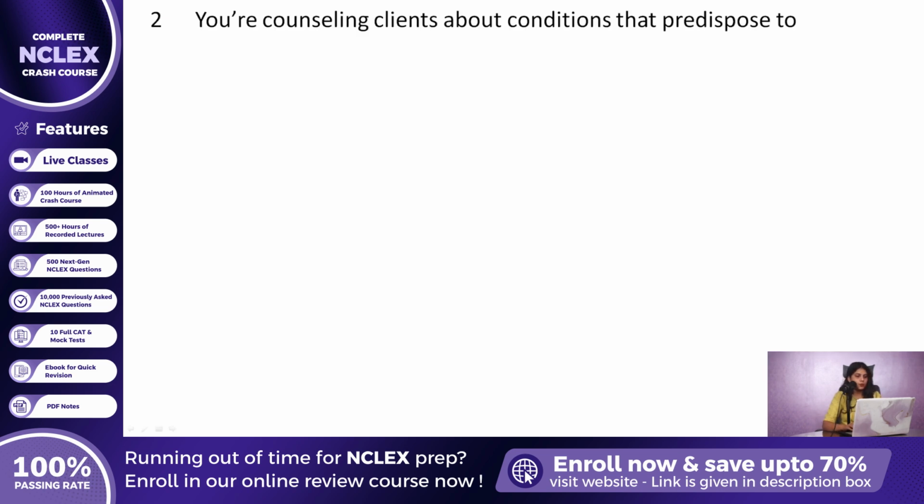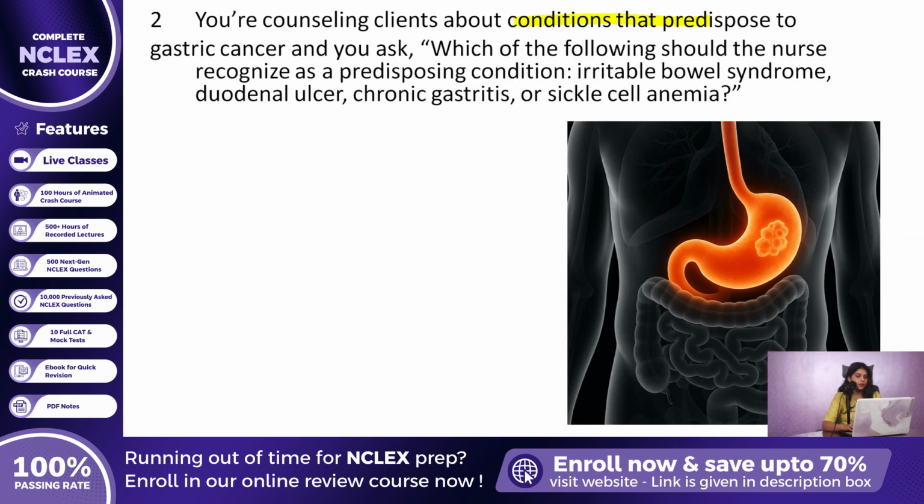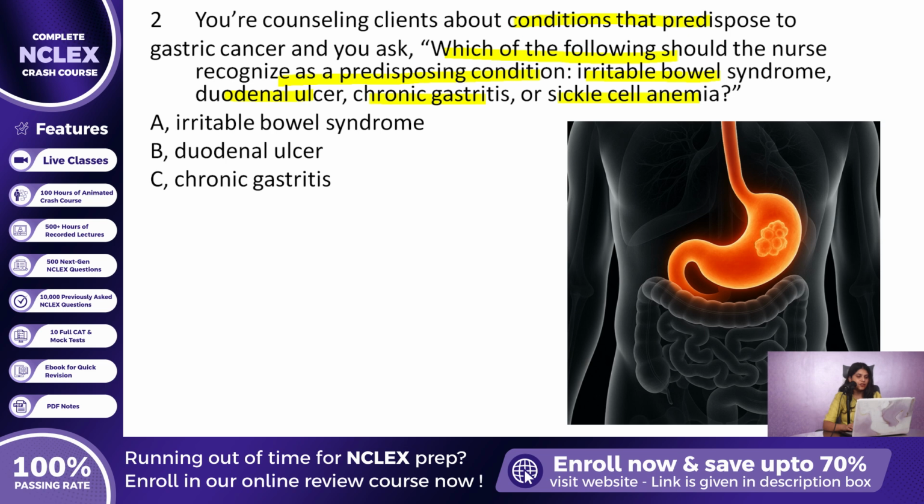With question number 2, imagine you're counseling clients about conditions that predispose to gastric cancer. And you ask, which of the following should the nurse recognize as a predisposing condition? Irritable bowel syndrome, duodenal ulcer, chronic gastritis, or sickle cell anemia? Here are the options. A. Irritable bowel syndrome. B. Duodenal ulcer. C. Chronic gastritis. And D. Sickle cell anemia. The correct answer is C.